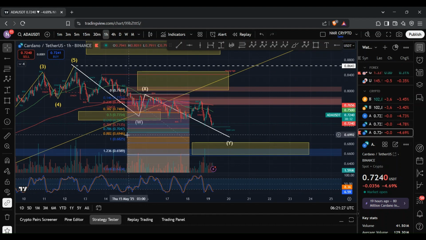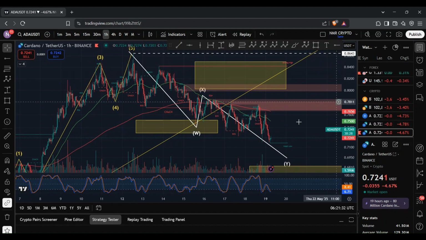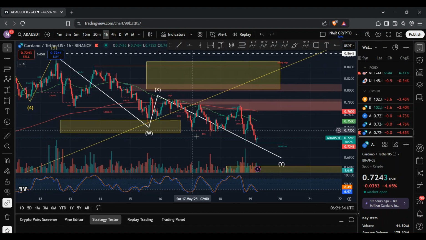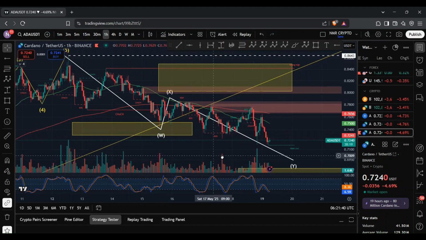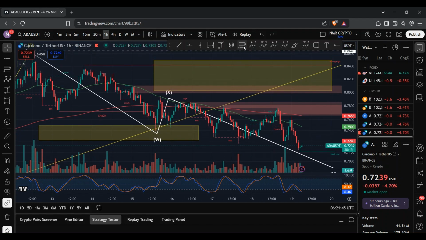Now within this Y wave, I can see that it is made up of corrective moves rather than impulsive moves, where here we have a WXY structure and we also have another WXY structure. And so it looks like within this Y wave, we have a bigger WXY structure forming. But first, I'll check to see if that Y wave has met the minimum and typical requirements.